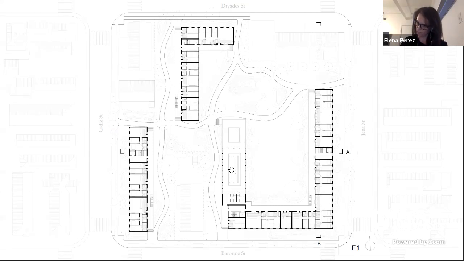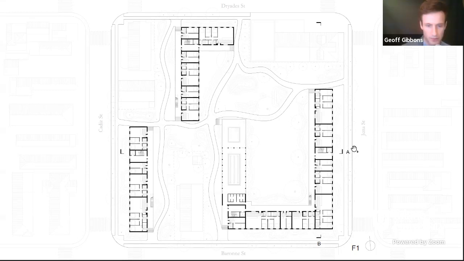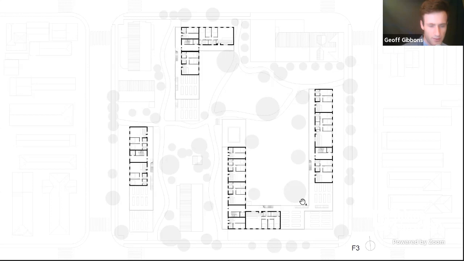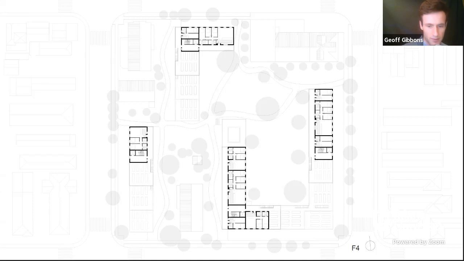And then here in this building, on the second floor, you can start to see some of the rooftop gardens popping up on the lower terraces, one in each separate building. On the third floor, you can see even more gardens popping up. And on the fourth floor, even more.